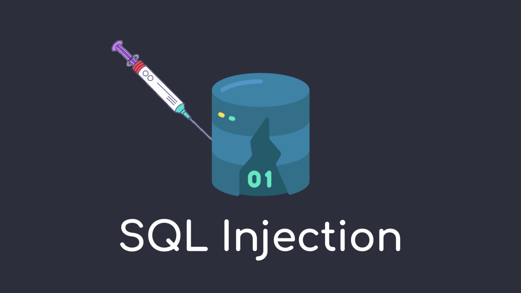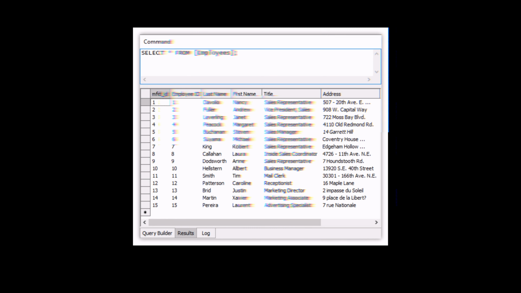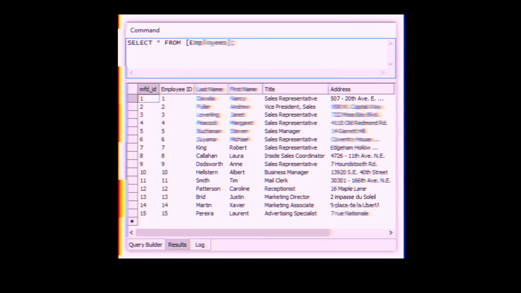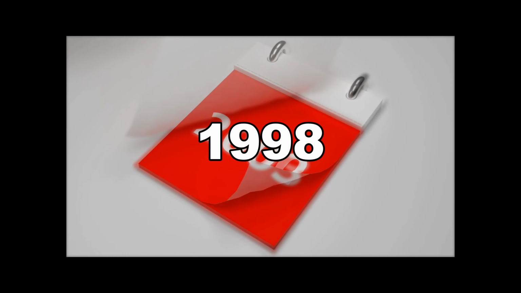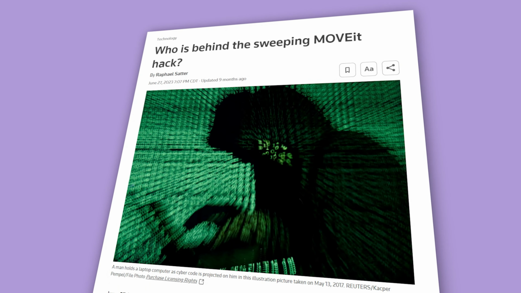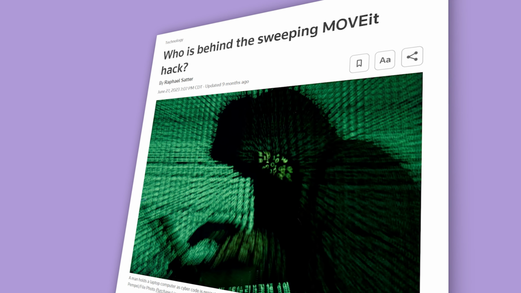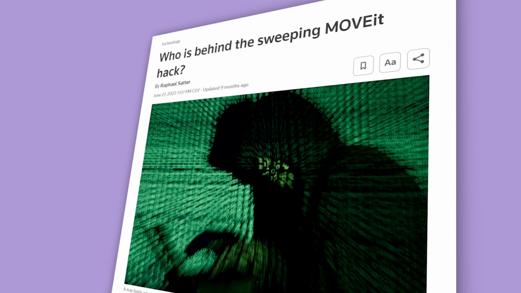SQL injection is one of the most notorious web security vulnerabilities that allows an attacker to manipulate database queries of an application to view or modify sensitive data such as passwords, credit card details, and phone numbers. SQL injection attacks have been around for over 2 decades since they were first documented in 1998. One of the recent examples of a major SQL injection vulnerability was in the MoveIt file transfer software, which enabled hackers to cause a data breach for many major companies around the world.